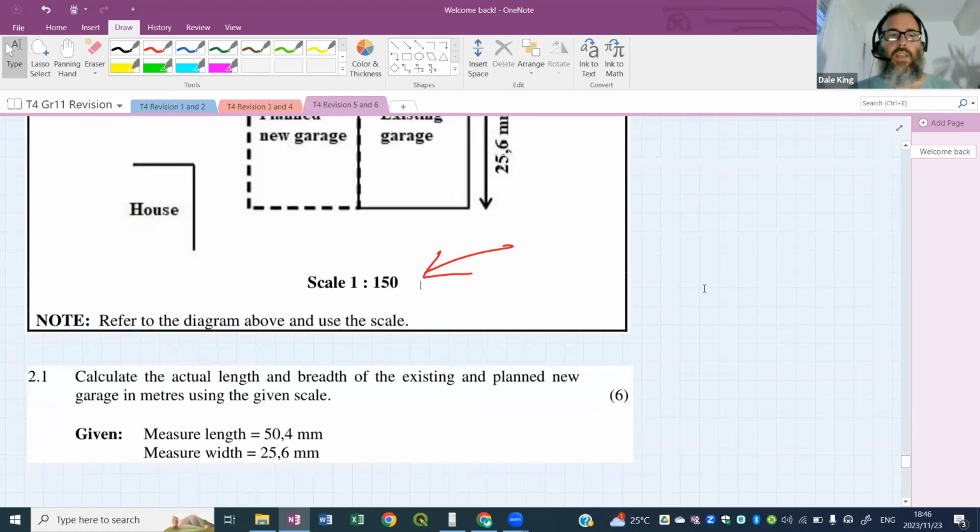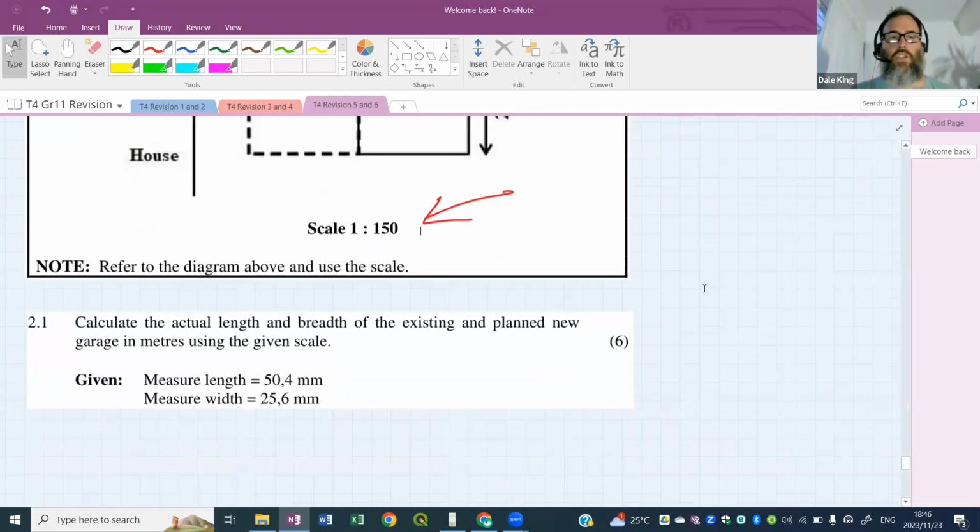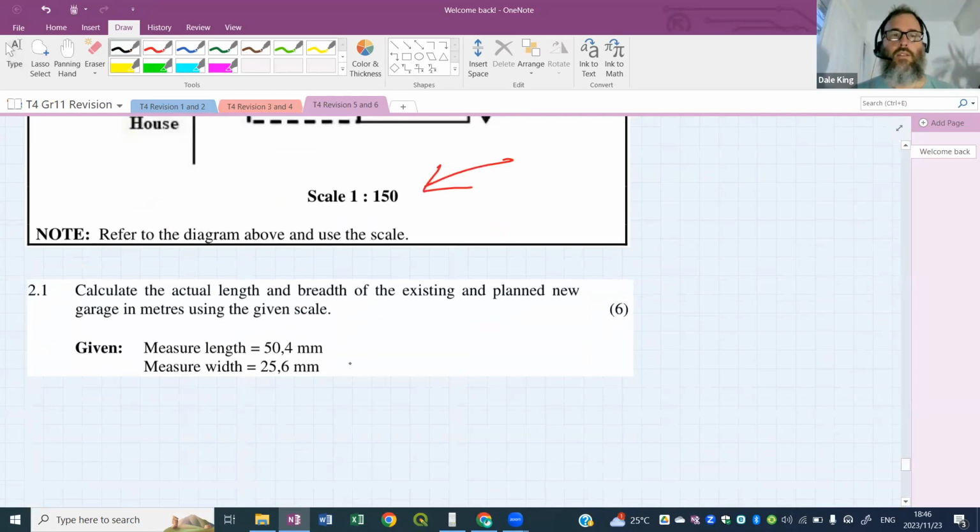Number 1, calculate the actual length and breadth of the existing and planned new garage in meters using the given scale. You measured, whoa, careful guys. You measured these measurements. They want to know what is the real measurement in meters. Okay, who can help me with this one? We've tried it before. Come on, I know you guys can do this. Is someone out there?